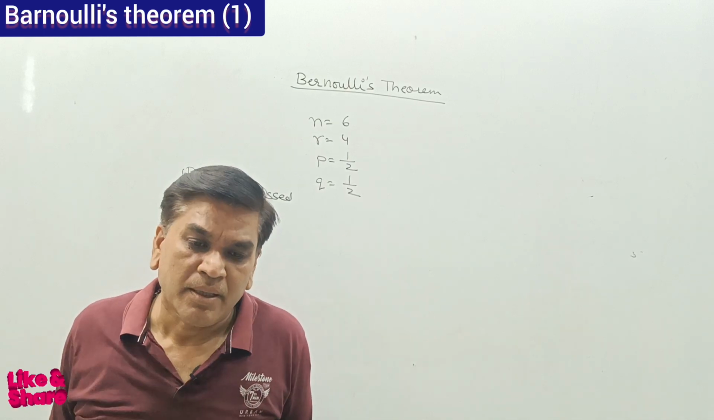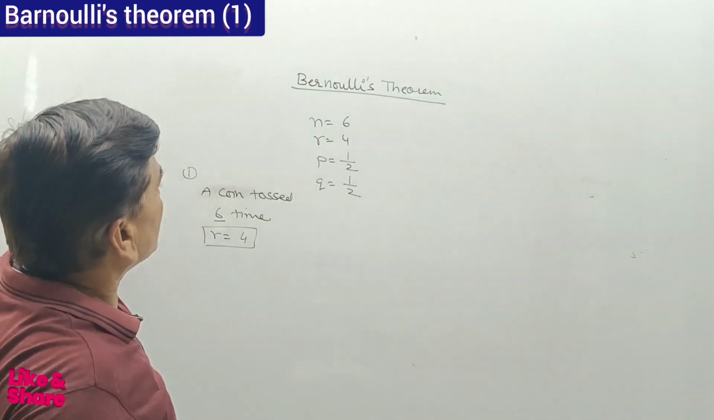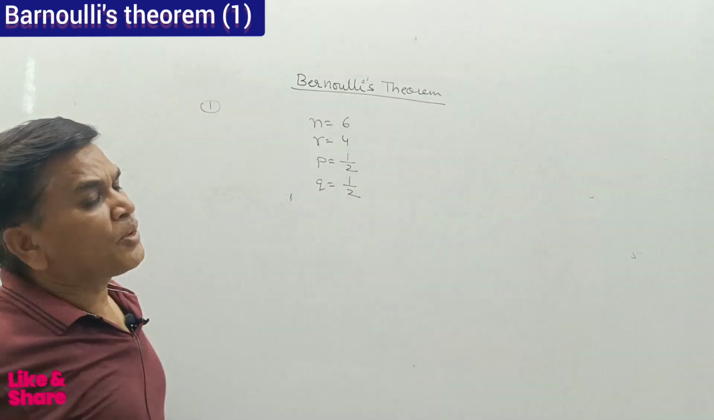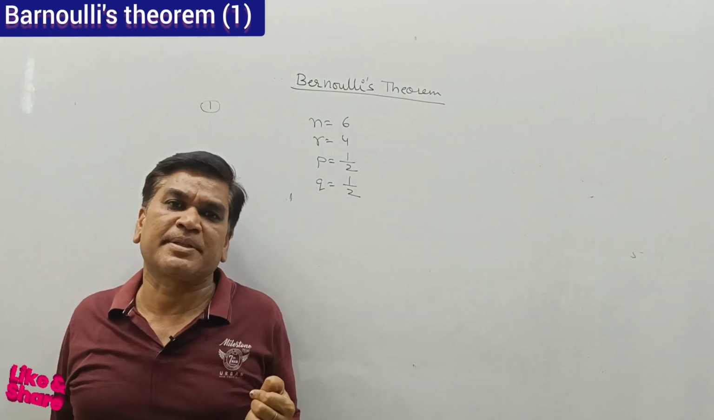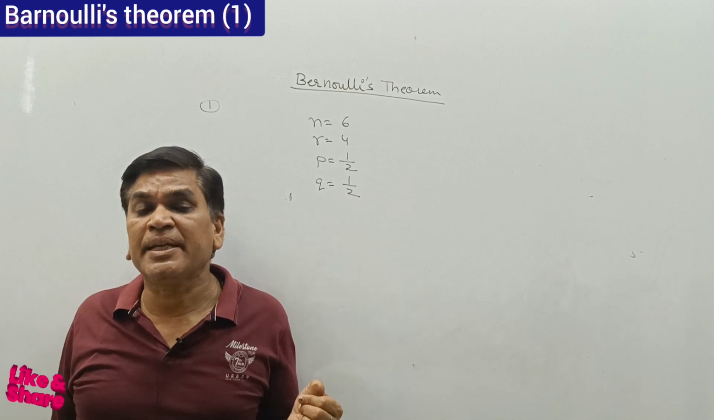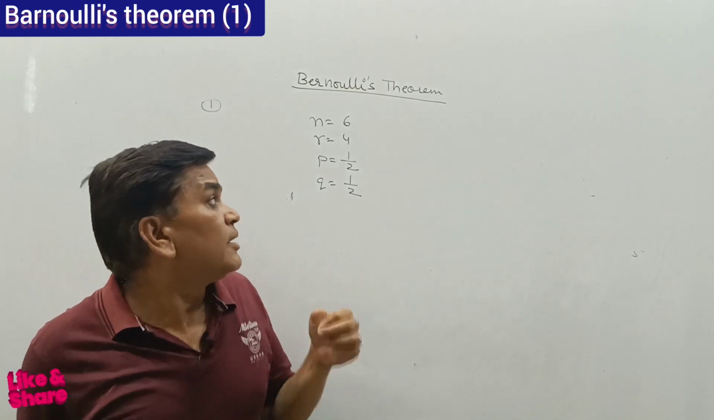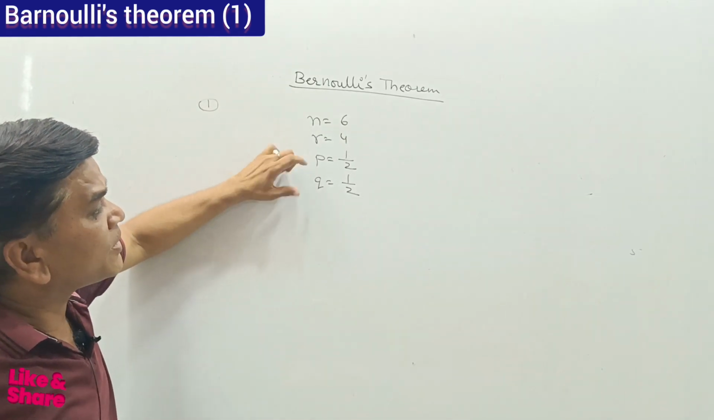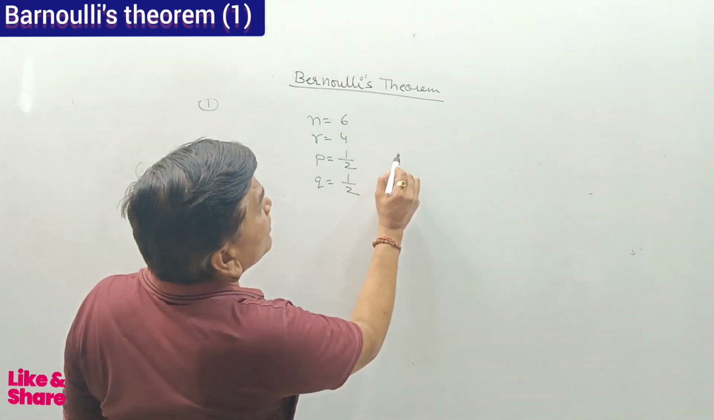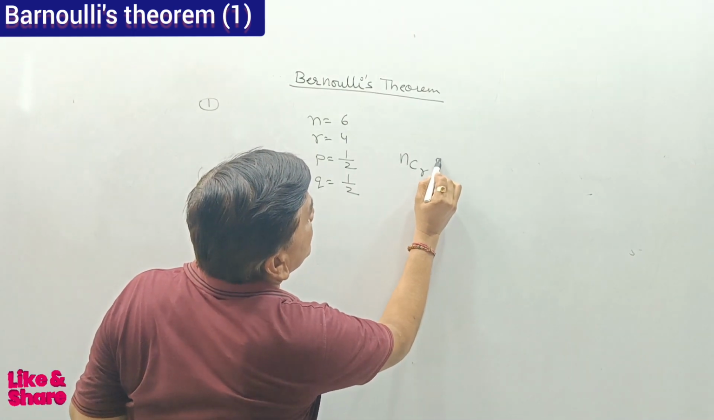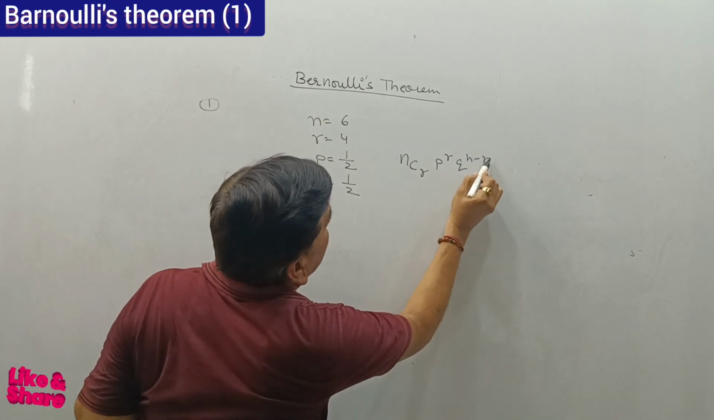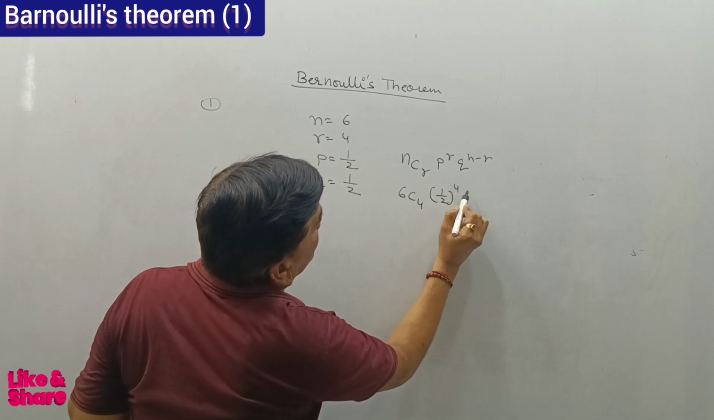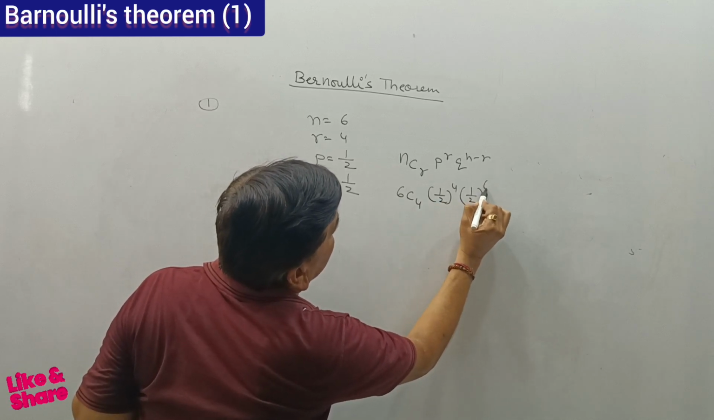Here the first question: a coin tossed 6 times, get the probability of getting 4 heads in 6 times. So n is 6, r is 4, the probability of getting head is 1 by 2, probability of not getting head is 1 by 2. So the Bernoulli theorem is nCr p raised to power r, q raised to power n minus r. So 6C4, 1 by 2 raised to power 4 and 1 by 2 raised to power 6 minus 4.